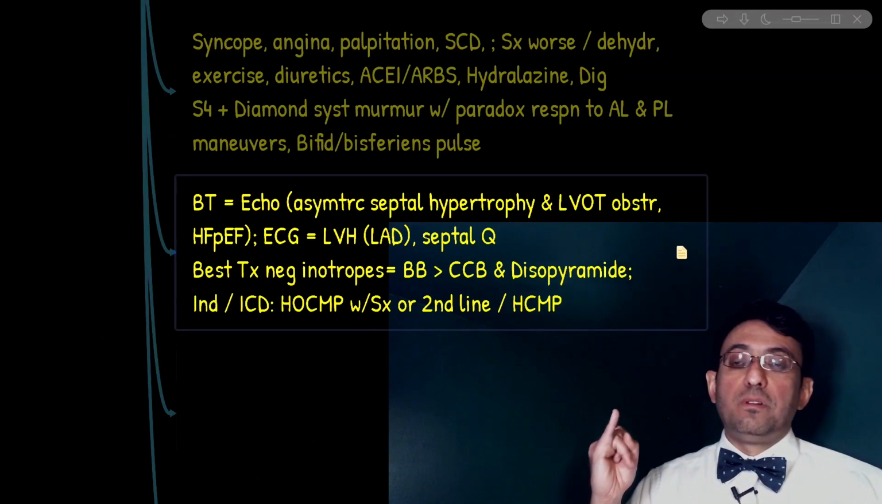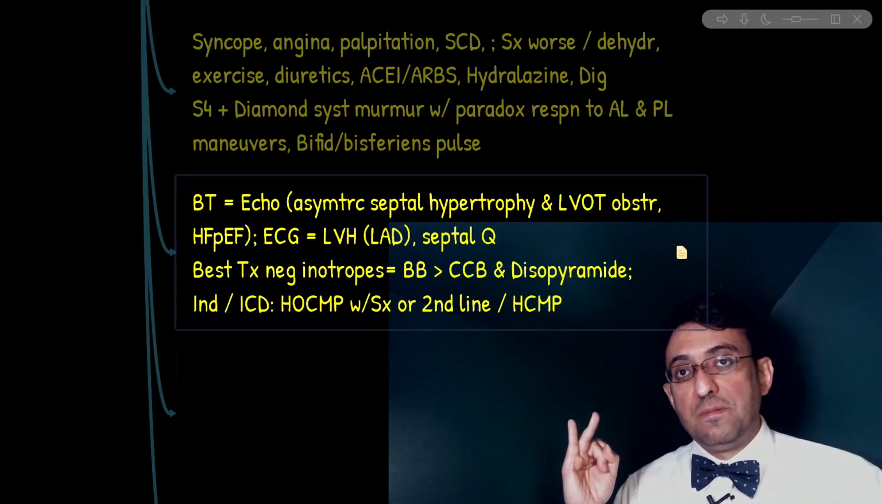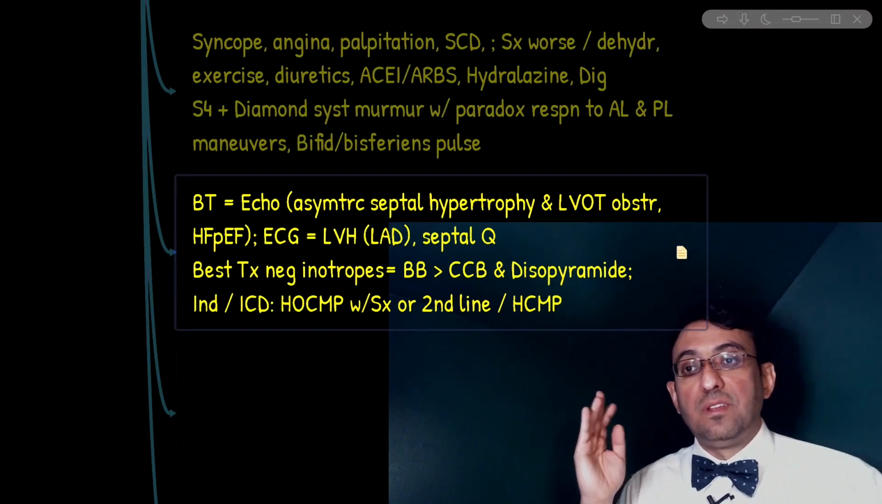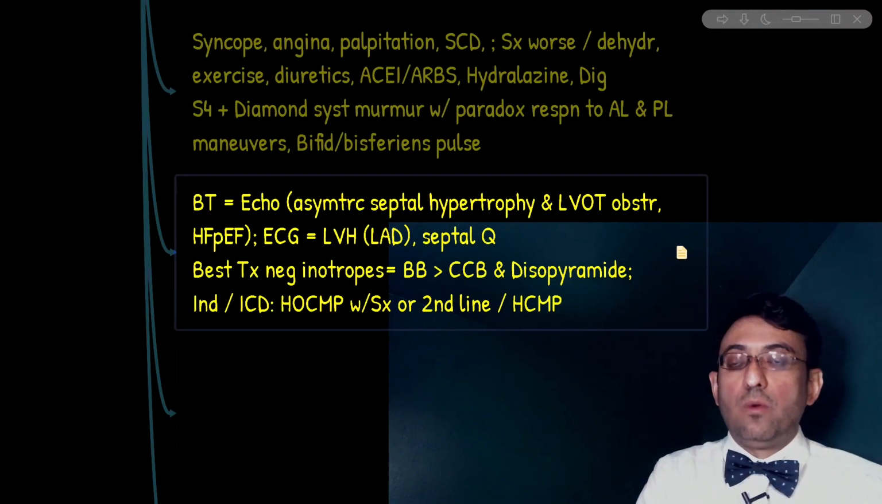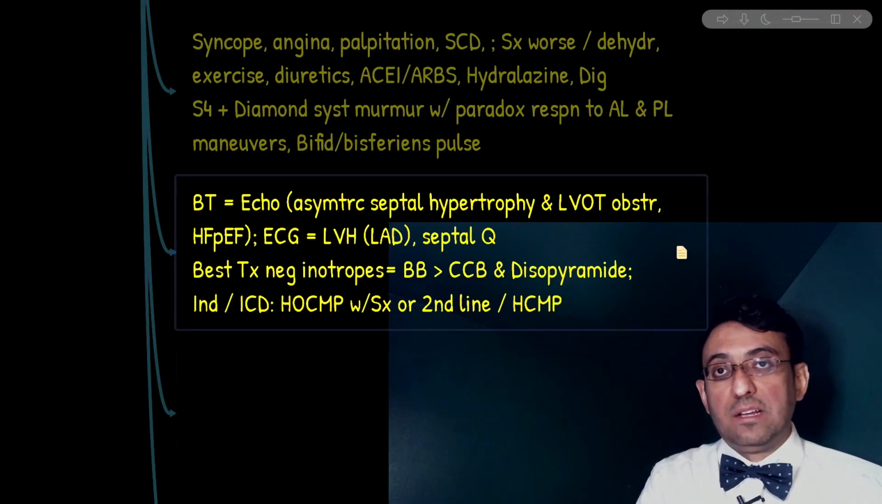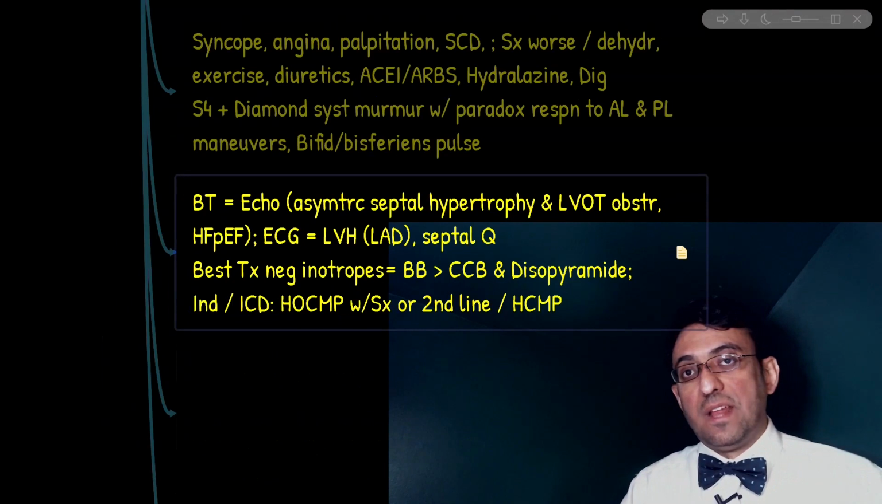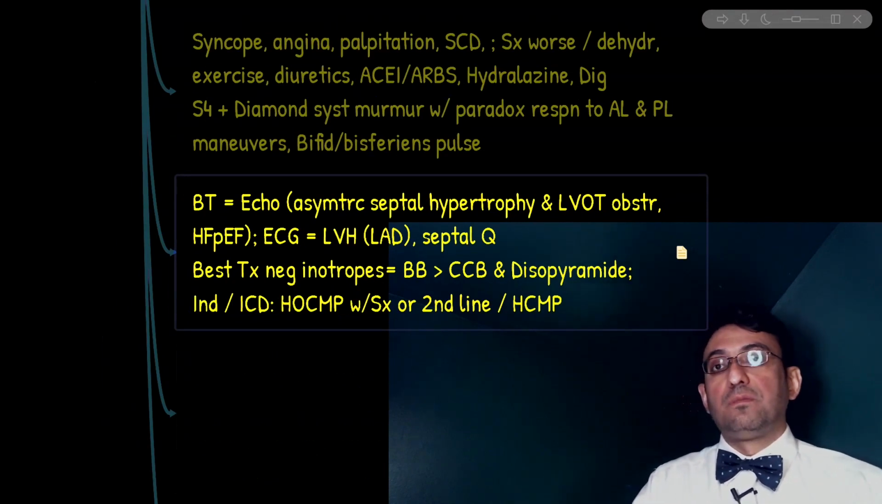So put simply: left ventricular hypertrophy, left ventricular strain pattern, left axis deviation, left atrial enlargement, and pseudo-septal Q waves. Okay, what is the first line for the treatment of hypertrophic cardiomyopathy? We begin with negative inotropes. Now, what are the most important examples of negative inotropes we use in this condition?